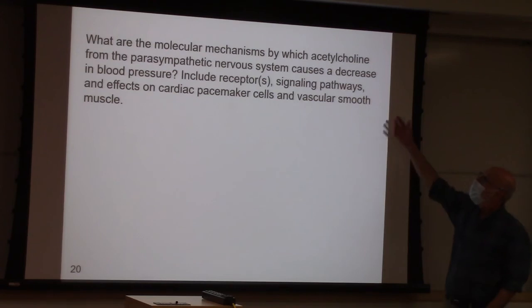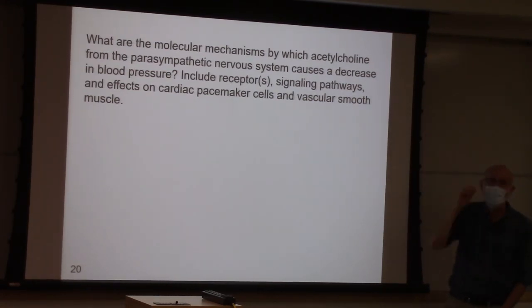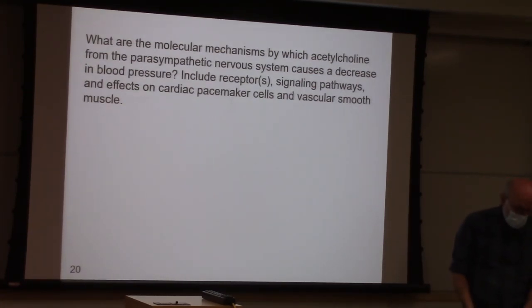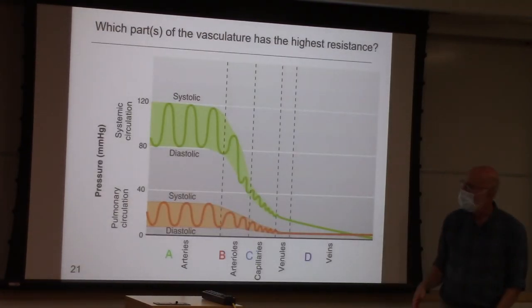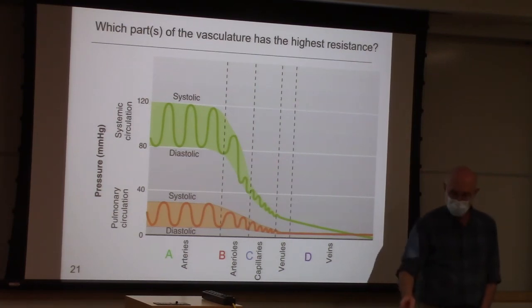Or answer this question about acetylcholine and how acetylcholine causes a decrease in blood pressure. This is sort of the reverse of one of the questions on your problem set. The last problem on your problem set is to describe the molecular mechanisms for the sympathetic nervous system. Here's another one, but this is looking at the parasympathetic nervous system. Answer the question, where is the highest resistance? I think I just answered that.